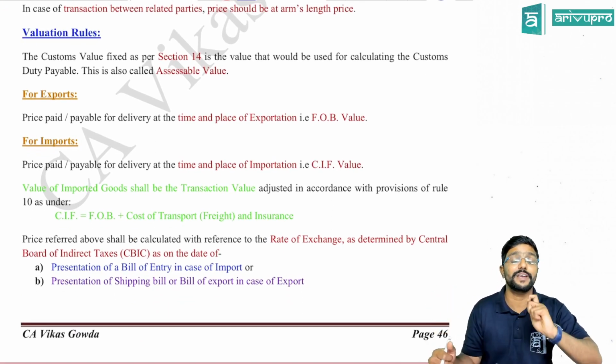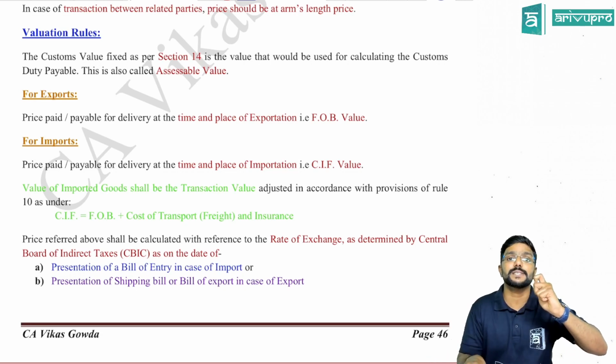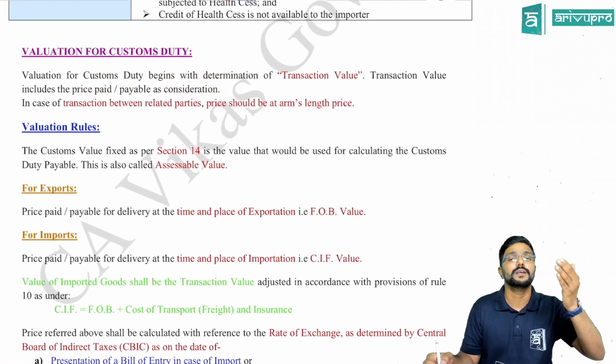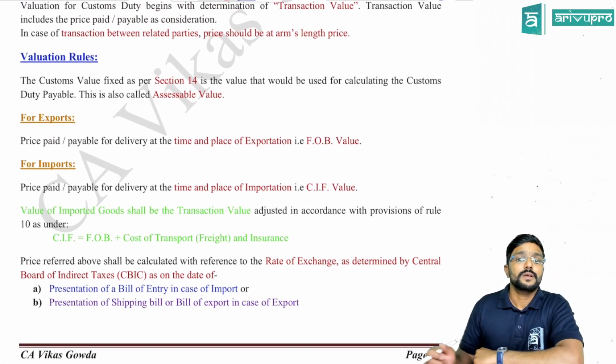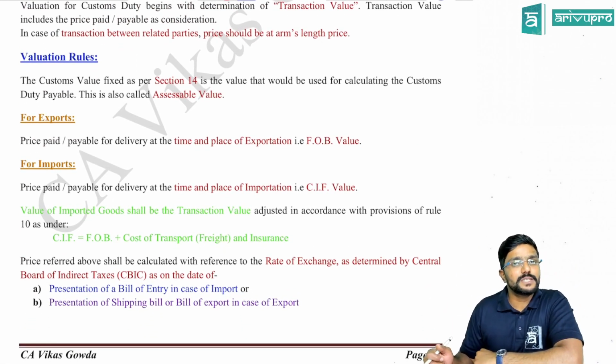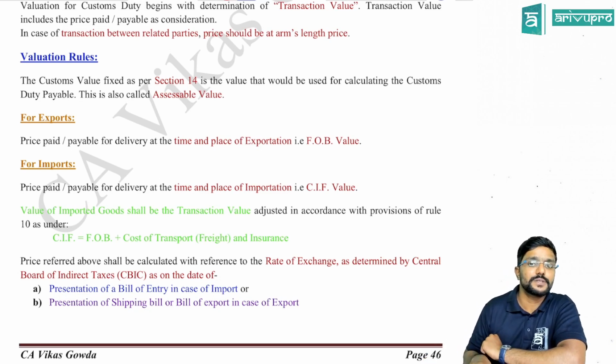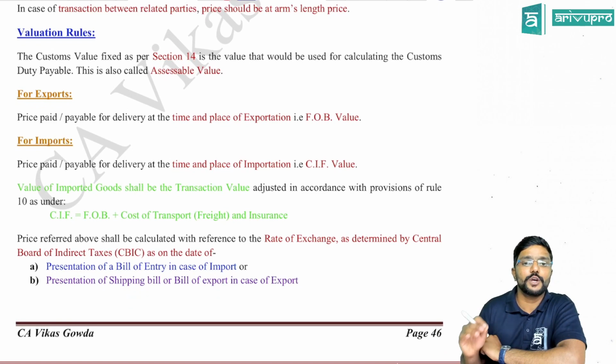These are the rules which we will discuss later. They are the rules where, if you cannot determine the assessable value or transaction value as per section 14, then we will determine it as per the rules. Now, duty will always be levied on the assessable value or transaction value as per section 14. So for exports, the assessable value means the value of the goods at the time and place of exportation, which is nothing but FOB value.